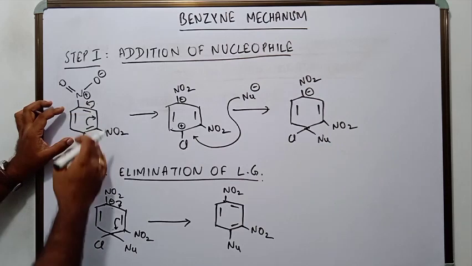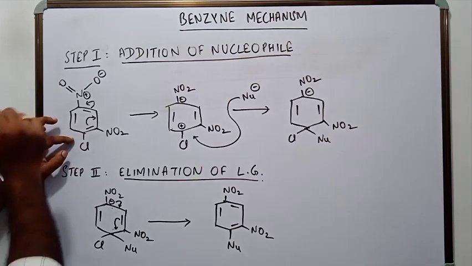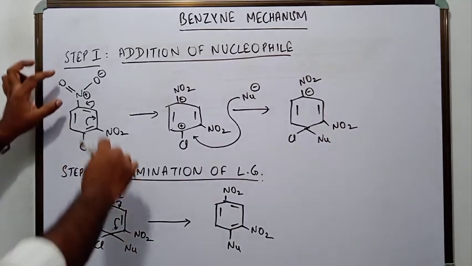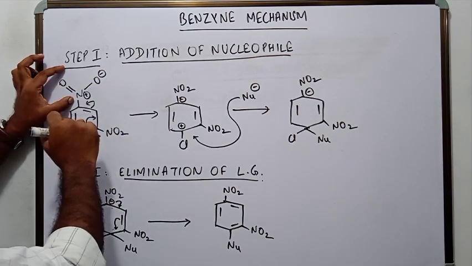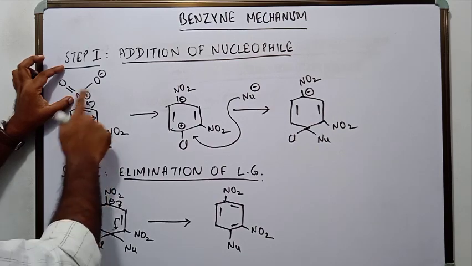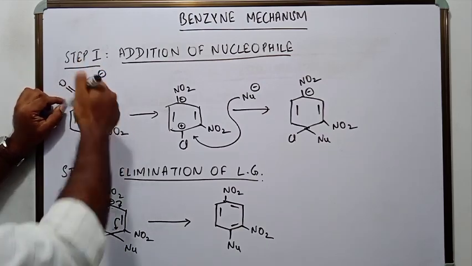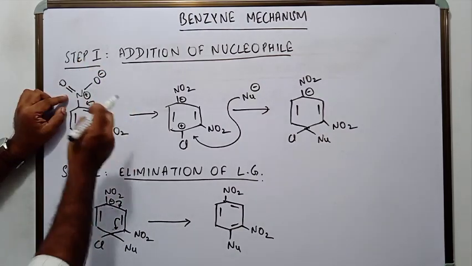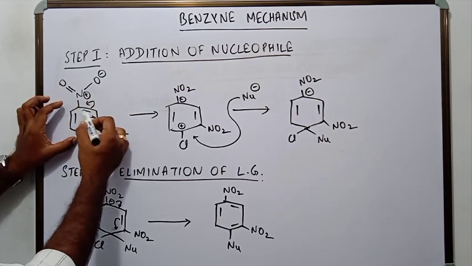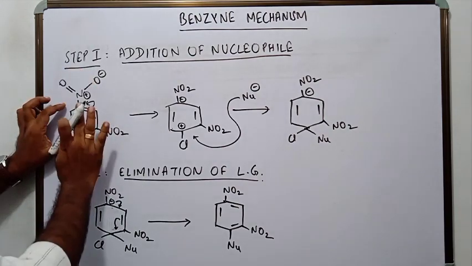Along with this, there is one more condition. The second condition is that a very good leaving group should be attached to benzene. Consider this example, 1,2,4-dinitrobenzene. A very strong electron withdrawing group is present here, and here also. Now it will withdraw the electrons of the benzene, correct? And that will lead to a positive charge in benzene, and any nucleophile can come and attack benzene.